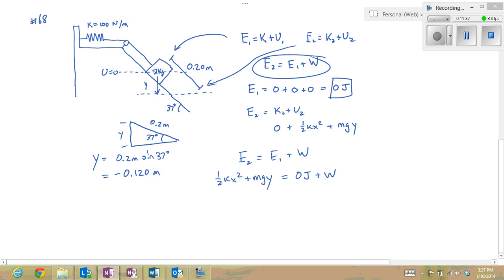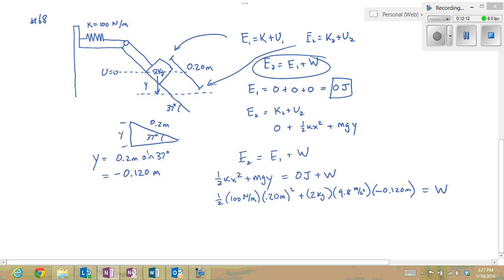So that means this equation is going to become 1 half times 100 newtons per meter times the distance squared, 0.2 meters, plus the mass of the object, 2 kilograms, times the gravitational acceleration, times the vertical displacement, which is minus 0.120 meters. And all of that is going to equal the work done by friction.